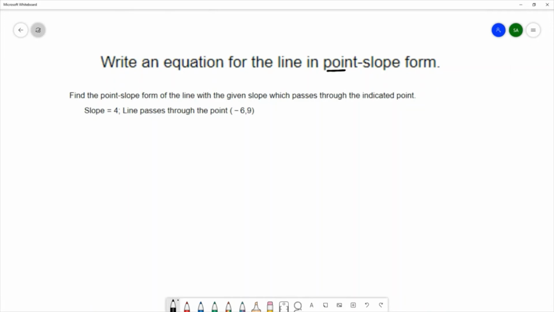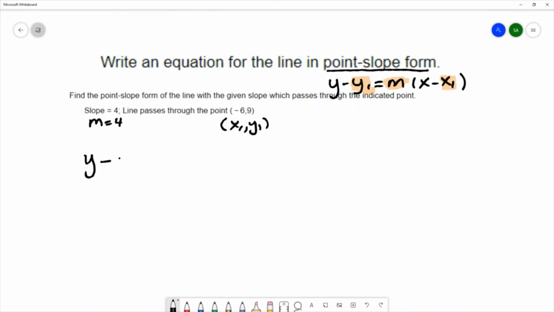Our point-slope form is y minus y1 equals m times x minus x1. M is where we'll put in the slope. And our ordered pair that the line passes through, we'll use x1, y1 for that ordered pair. So m is 4, and the point is x1, y1. So substituting these values in, we'll have y minus 9 equals 4 times x minus -6.